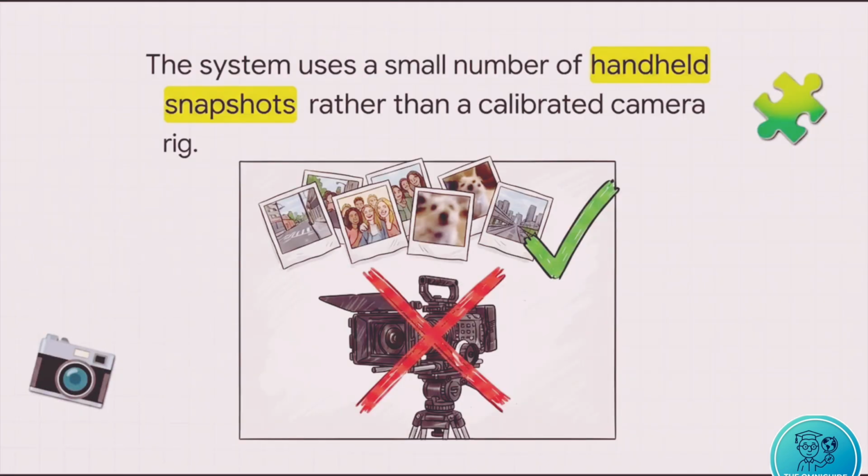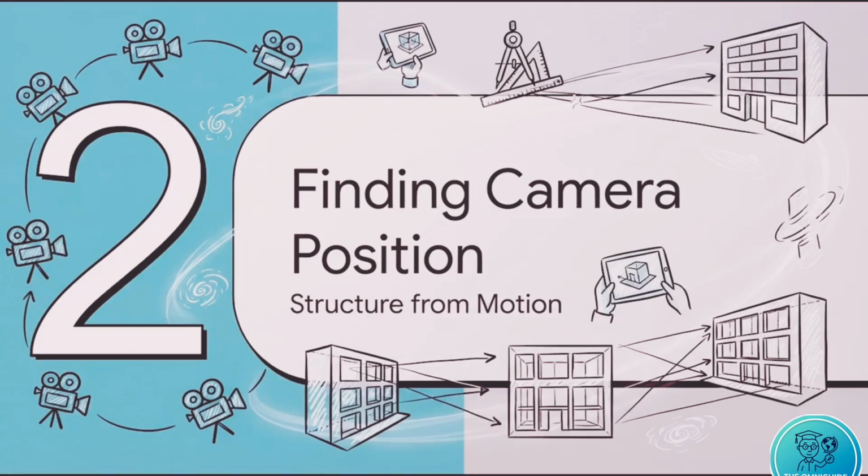Now, what's genuinely mind-blowing about this specific research is the actual input it uses. We're not talking about million-dollar Hollywood camera rigs meticulously calibrated on a track. No way. The input here is just a small collection of unstructured, handheld snapshots. Literally the exact kind of stuff sitting on your camera roll right now. The system works overtime to synthesize accurate depth from just a handful of these regular, uncalibrated photos. That makes the tech incredibly accessible, but it also means the algorithm has to be insanely smart to fill in the missing gaps. Moving down the line, we hit step 2, finding the camera's position.